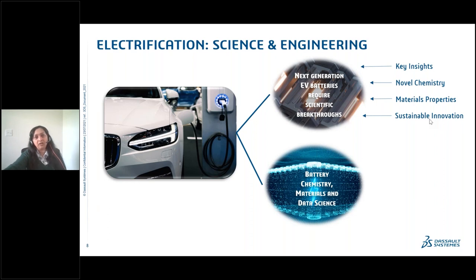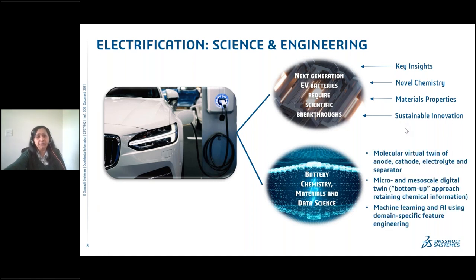And most of our customers and OEMs are moving forward with a healthy mix of virtual and real experiments. A 3D chemistry-based virtual twin of each subcomponent of the cell involves a bottom-to-top approach, retaining chemical information. Where real lab experimental data is available, you can combine that with surrogate experimental data, that is simulated data, and you can run machine learning models and AI can be used on those.